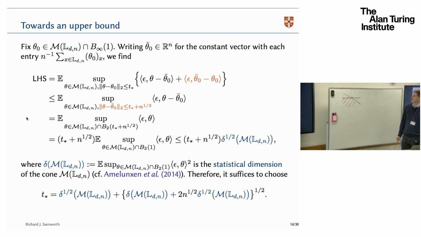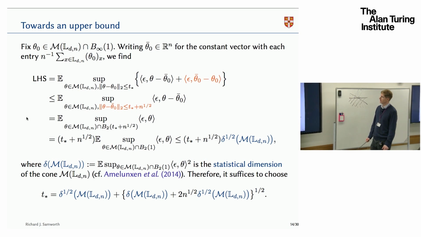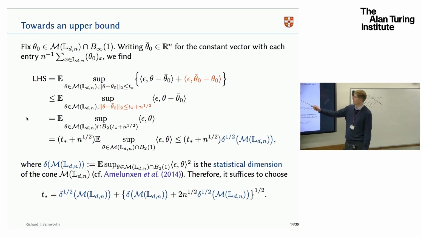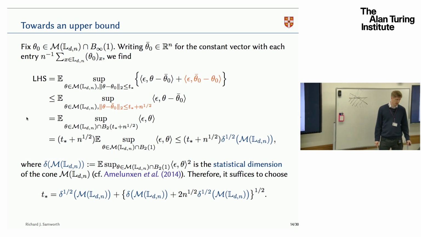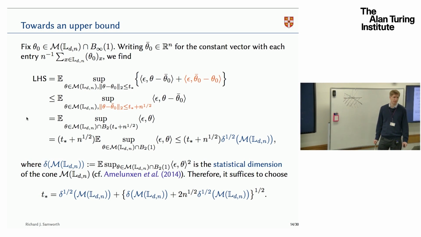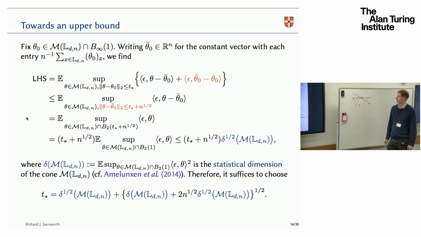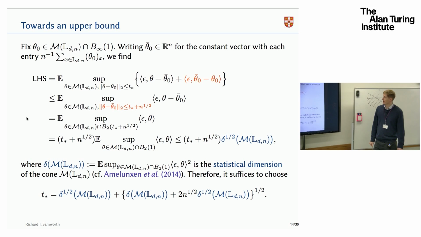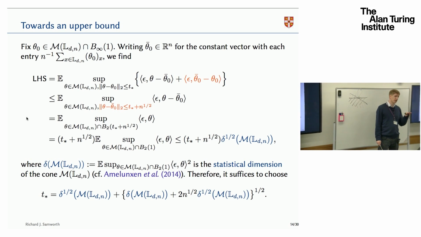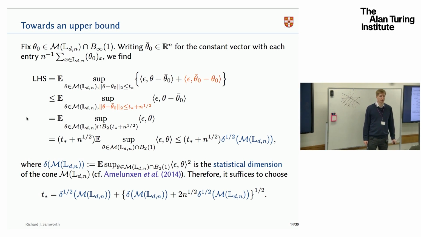Okay, so let's suppose that I fix some vector theta 0 that belongs to the monotone cone, and my notation here is just saying that every component of theta 0 in absolute value is bounded above by 1. So it belongs to the L infinity ball of radius 1. Let me write theta 0 bar for the constant vector with each entry equal to the average value of the signal over the entire lattice.